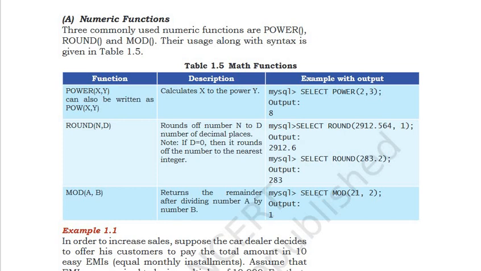Mod returns the remainder of division, mod a comma b. Look at mod 21 comma 2. If you divide 21 by 2, the remainder is 1. 2 tens 20, the remainder is 1.